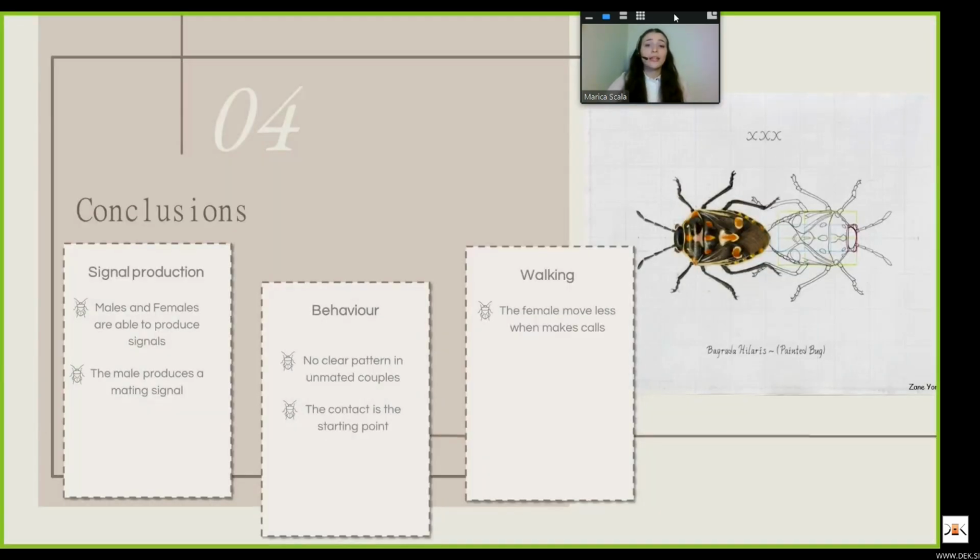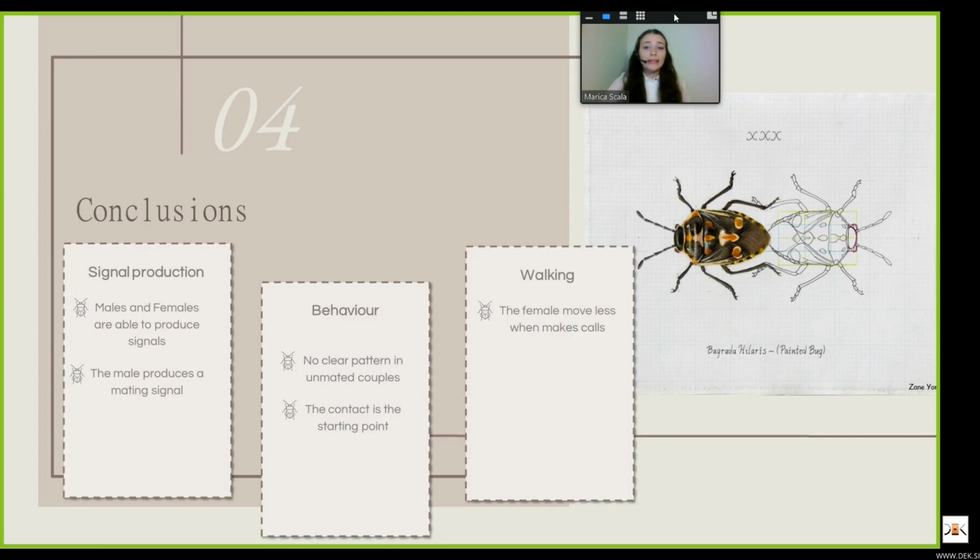In conclusion, the take-home messages are that the female and the male are able to produce signals, but this seems unrelated to courtship and mating. Therefore, we need to understand the meaning behind this. The male produces the mating signals only after the complete phase, and this could be used as a sort of acceptance signal for the female.